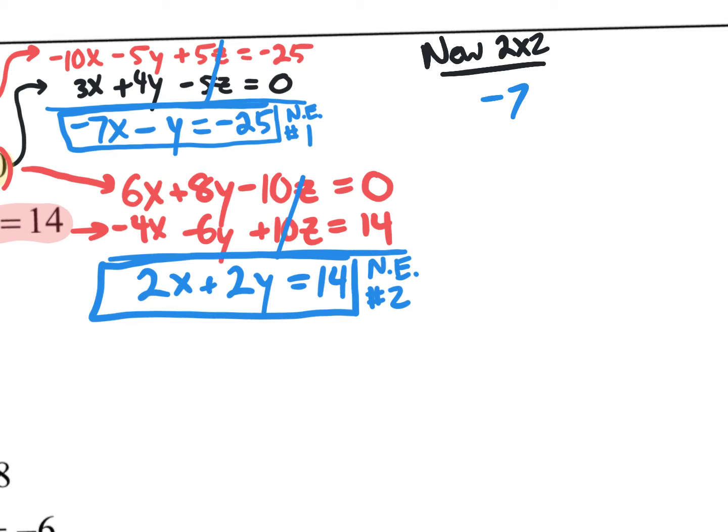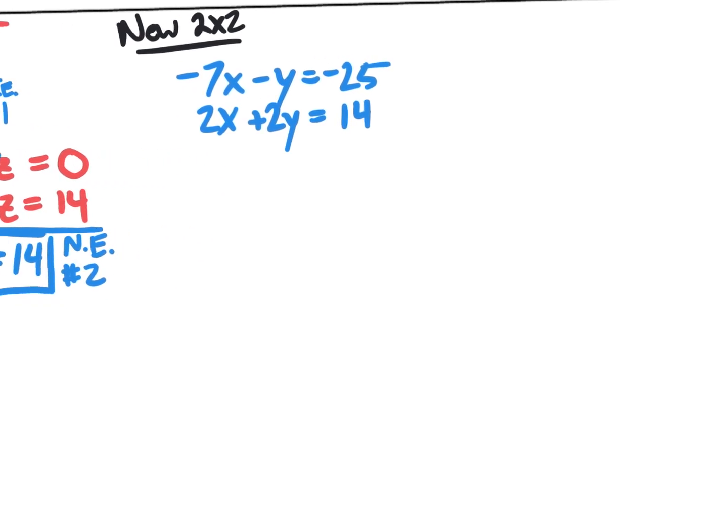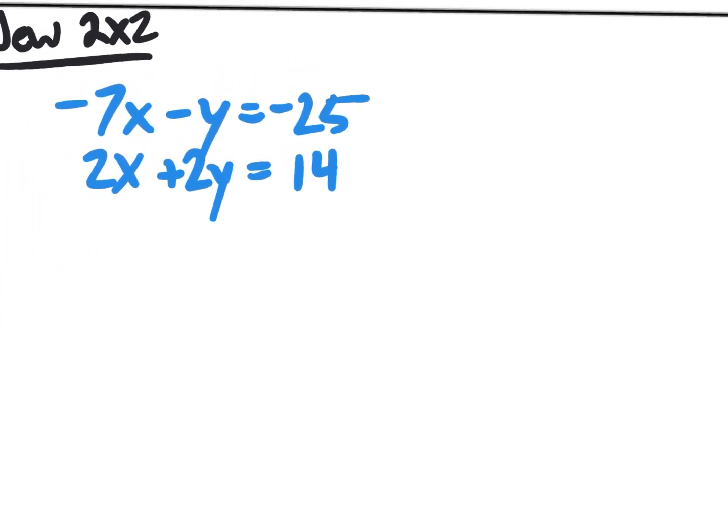Negative 7x minus y equals negative 25. 2x plus 2y equals 14. This is my new 2x2 system. Where did I get it from? Here's new equation 1, new equation 2. I just rewrote them together. And now I have a 2-variable, 2-equation system that we could solve with the skills that we learned last week. So let's just focus in on this 2x2.